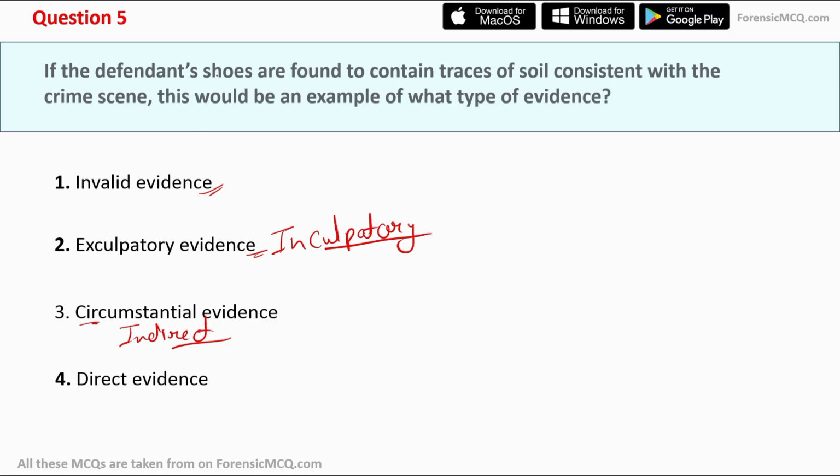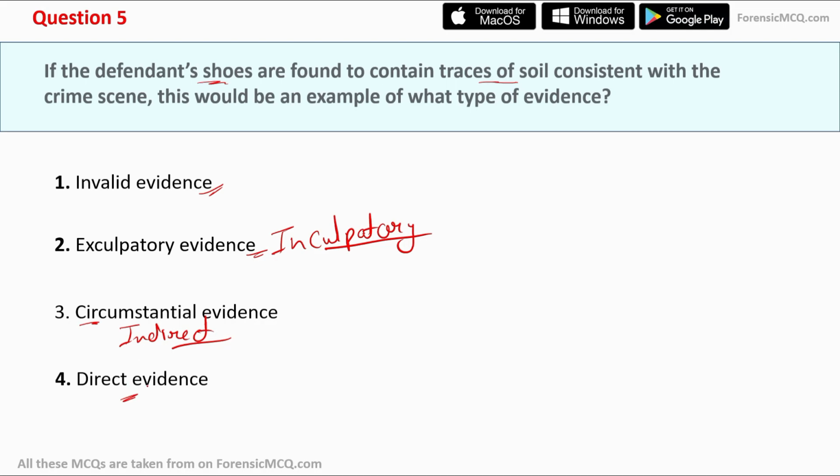So in this case, the defendant's shoes contain traces of soil consistent with the crime scene. It suggests that the person was at the crime scene, but it does not directly prove that he has done the crime. It may be that the person visited earlier and the crime happened afterward. So it doesn't directly specify something, but it links him to the crime scene.